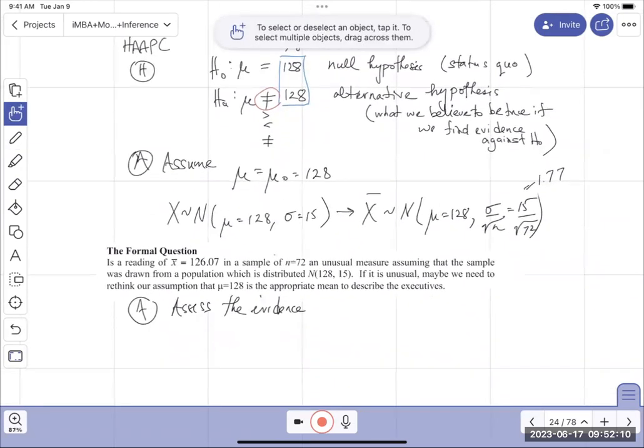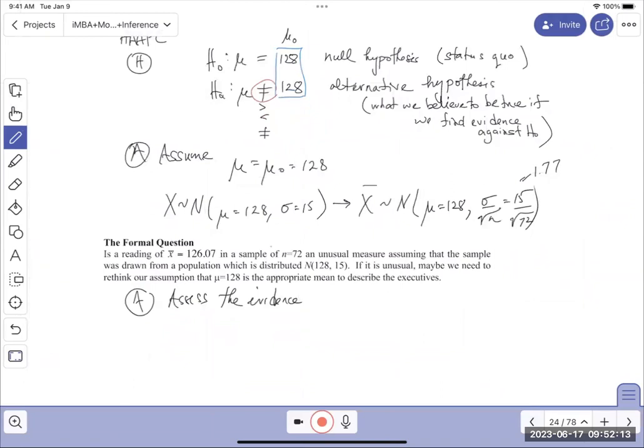What's the evidence? From the sample, we have X bar equals 126.07. So what we do is find how different it is from 128. So we calculate Z, we call it a Z stat. It's a statistic, a number calculated from a sample.